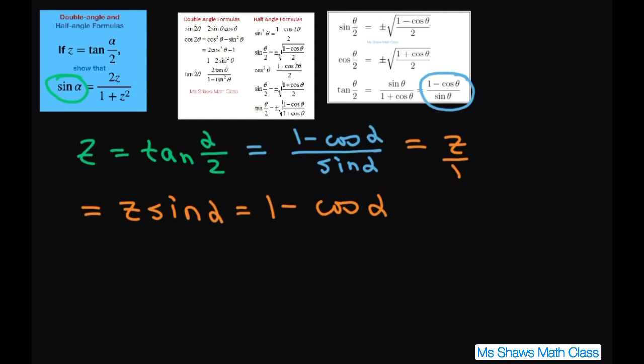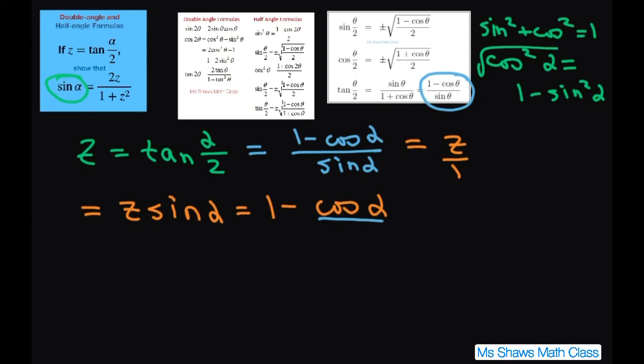Next thing I'm going to do is write my cosine of alpha in terms of sine, because we need sine. So sine squared plus cosine squared equals 1. So I know that cosine squared of alpha equals 1 minus sine squared of alpha. If you square root both sides, cosine of alpha equals this.